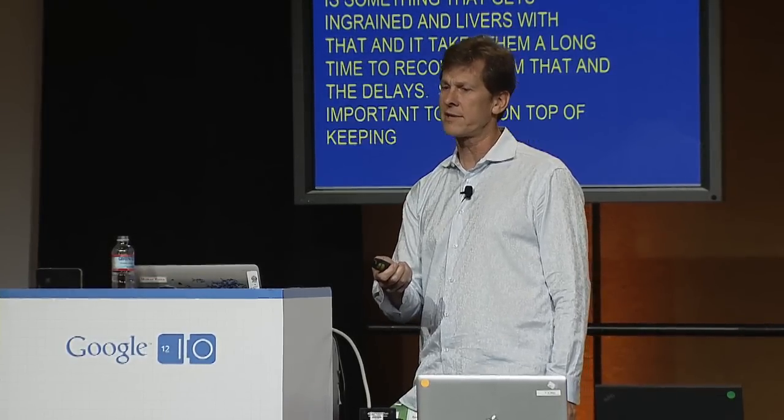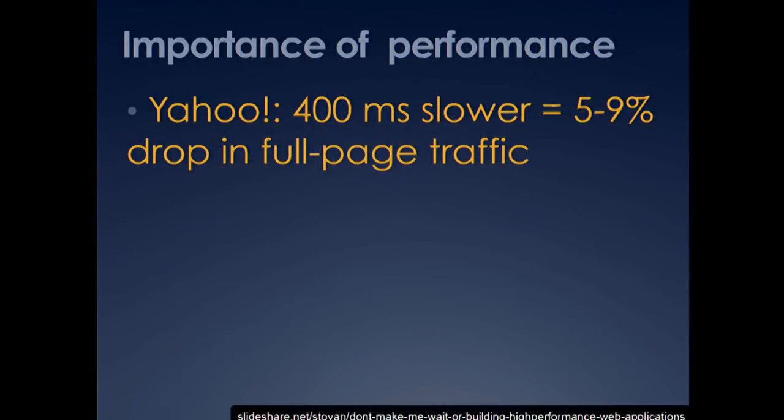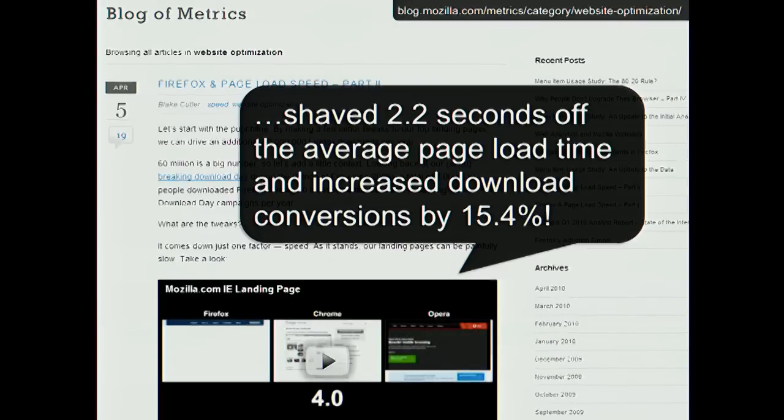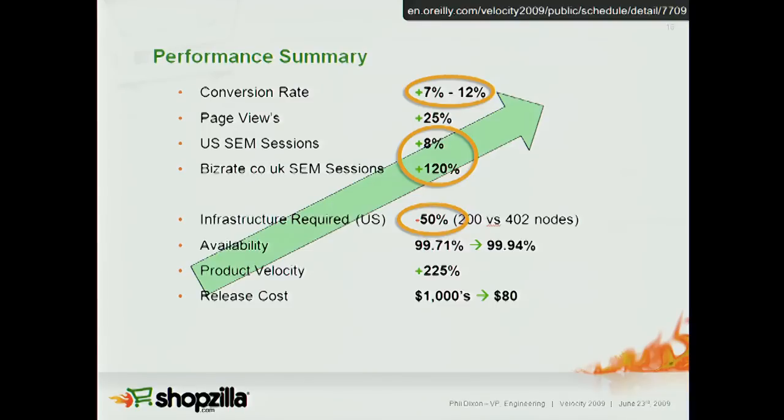And Yahoo ran a similar study, and for full page traffic, that means traffic where the onload event actually fires, a 400 millisecond delay saw a 5 to 9% drop off in traffic. Here, Mozilla, this is about a year old. When you want to upgrade to Firefox and you're in Internet Explorer, you get the IE landing page, and they made that IE Firefox landing page 2.2 seconds faster, and they saw a 15% lift in Firefox downloads. So for them, that's their business metric, being a nonprofit.